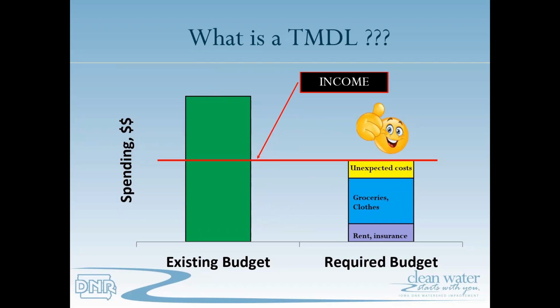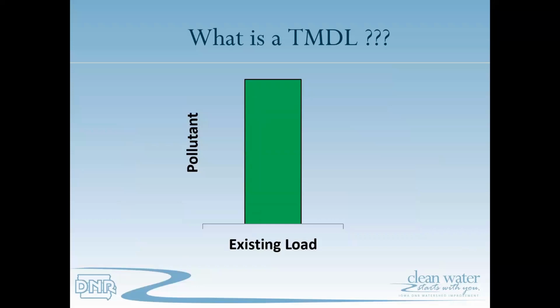So through a little bit of adjustments and tweaking, our spending habits meet our income, and we balanced our budget. Now, when we compare that to a TMDL, we start out with an existing water body, and it has an existing pollutant load in it.